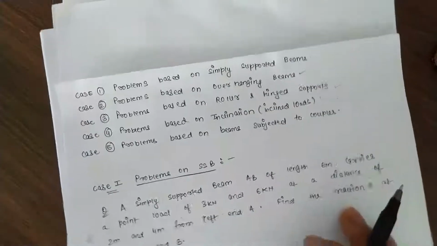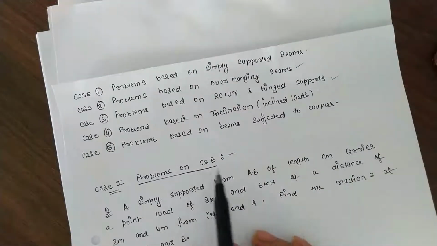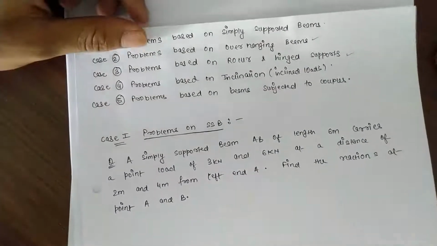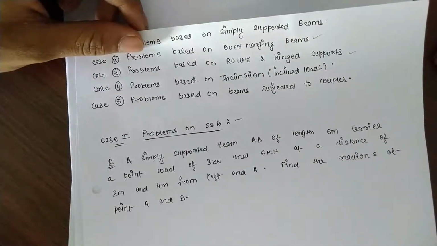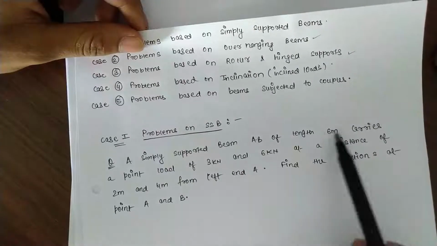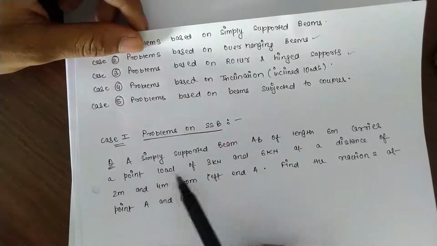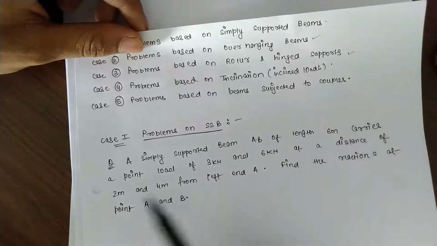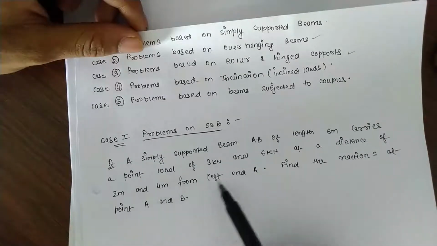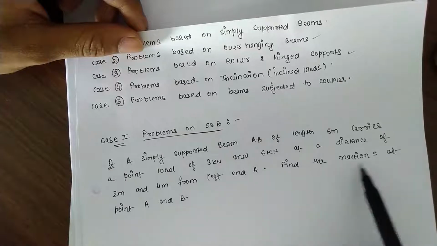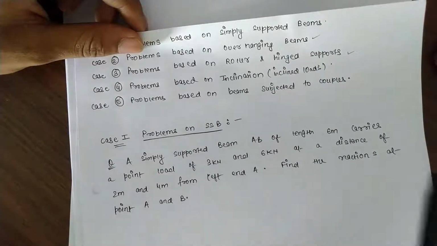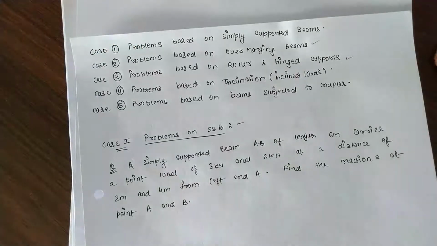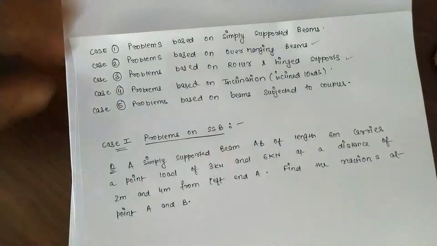So moving ahead with case 1, problems on simply supported beam. There is a question given: a simply supported beam AB of length 6 meter carries point loads of 3 kN and 6 kN at a distance of 2 meter and 4 meter from left end A. Find the reactions at points A and B. So we are asked about the reactions here. First of all, we will draw the diagram of it.